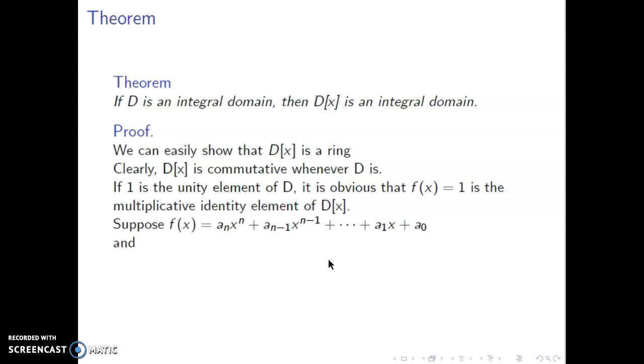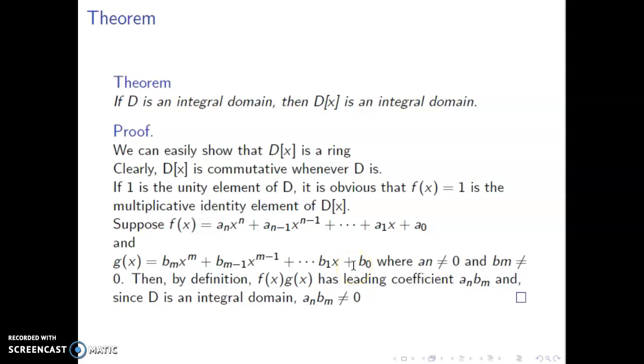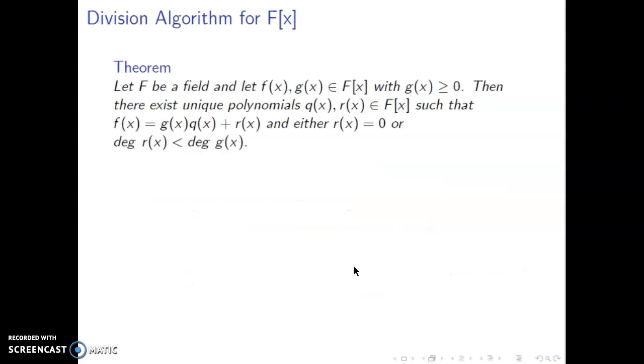Now suppose I take f(x) equal to a_n x^n and so on up to a_0 and g(x) as b_m x^m + b_{m-1} x^{m-1} and so on up to b_0, where a_n is not equal to 0 and b_m is not equal to 0. Then by definition f(x) times g(x) has leading coefficient a_n times b_m, and I know that D is an integral domain, and since a_n and b_m are not equal to 0, a_n times b_m is also not equal to 0.